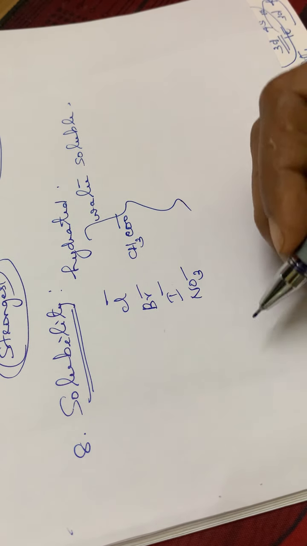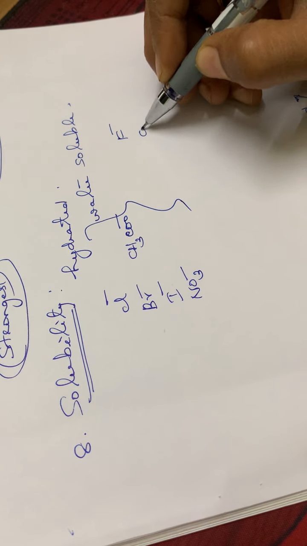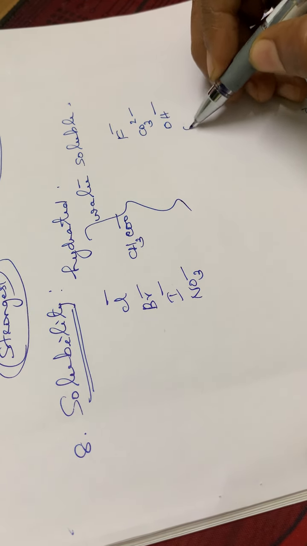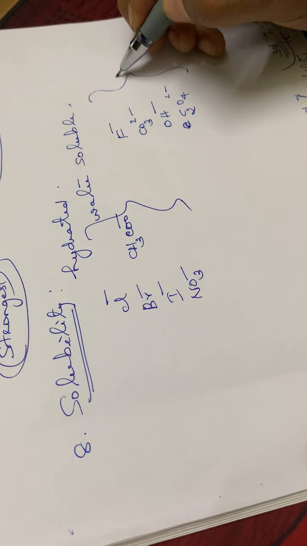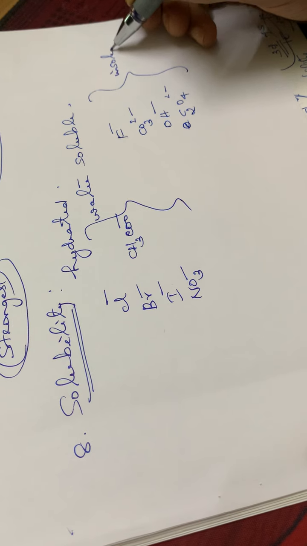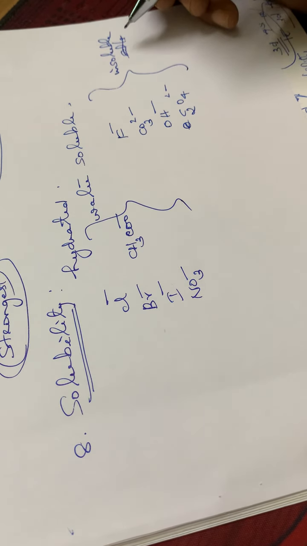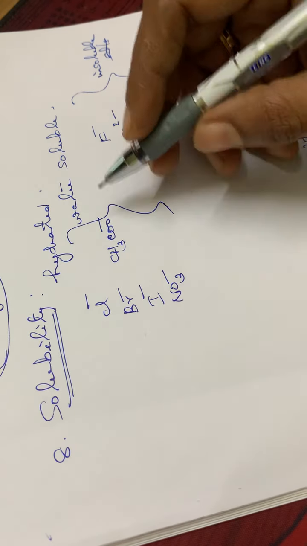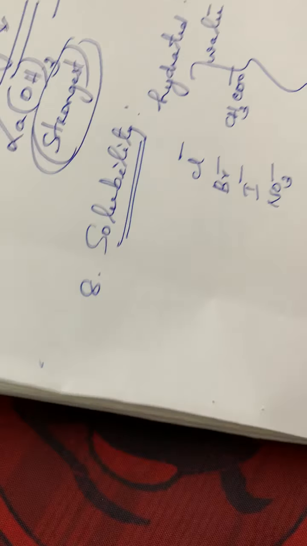And then some of them are insoluble in water. They are fluorides, carbonates, hydroxides, and oxalates, C2O4 2-. These lanthanide salts are insoluble in water. So that is regarding the solubility, just water soluble and water insoluble salts.